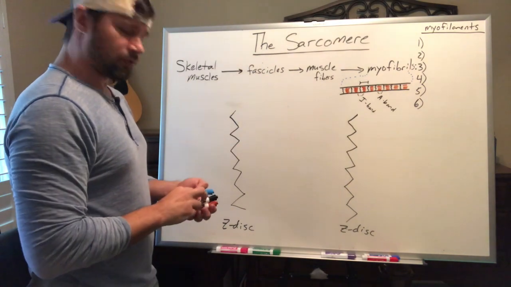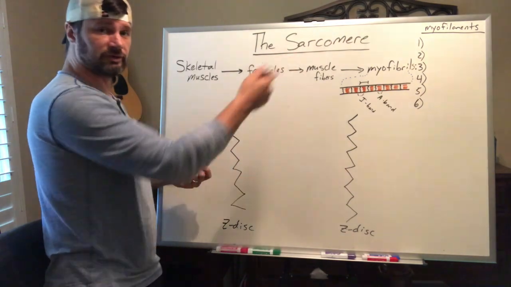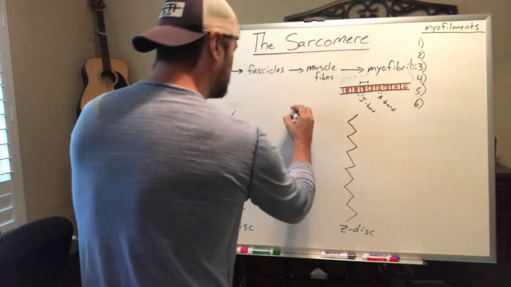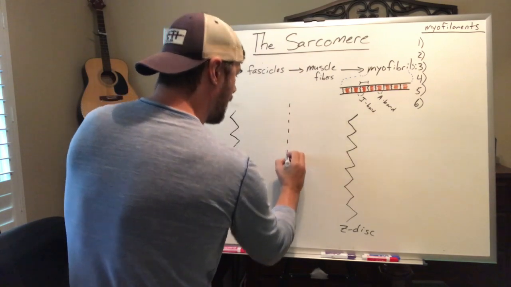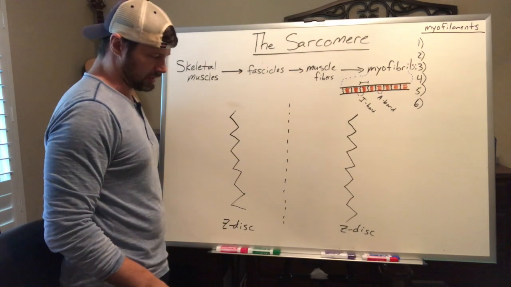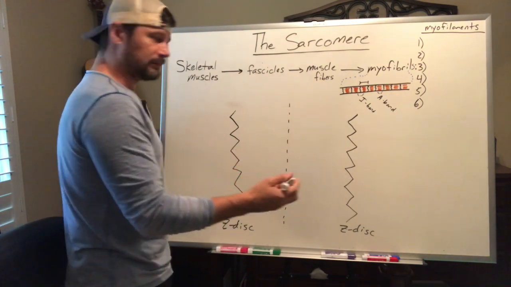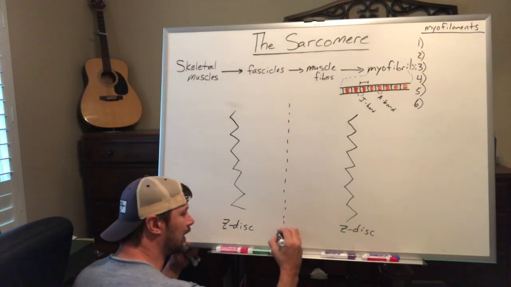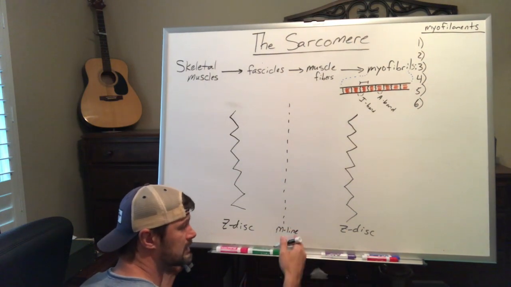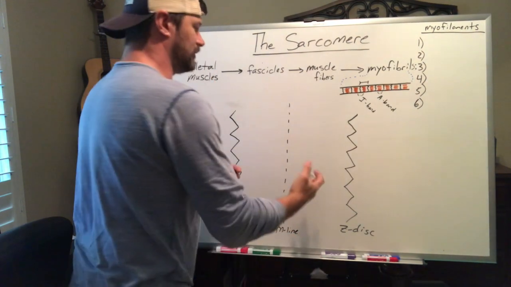Let's do one more thing before we start to put in the different myofilaments. Let's put a dashed line right down the middle of the sarcomere. We're going to end up labeling this as the M line. M meaning middle, right? This is the M line. This is the middle of a sarcomere.